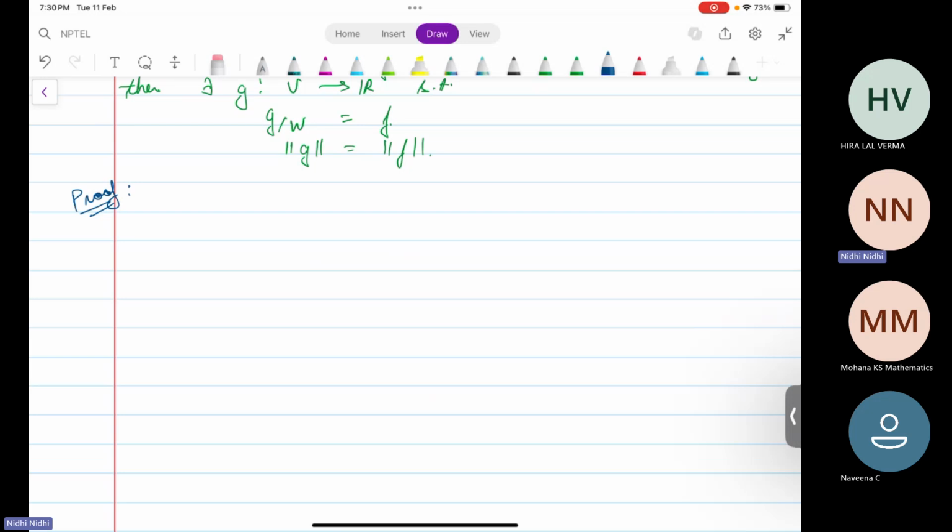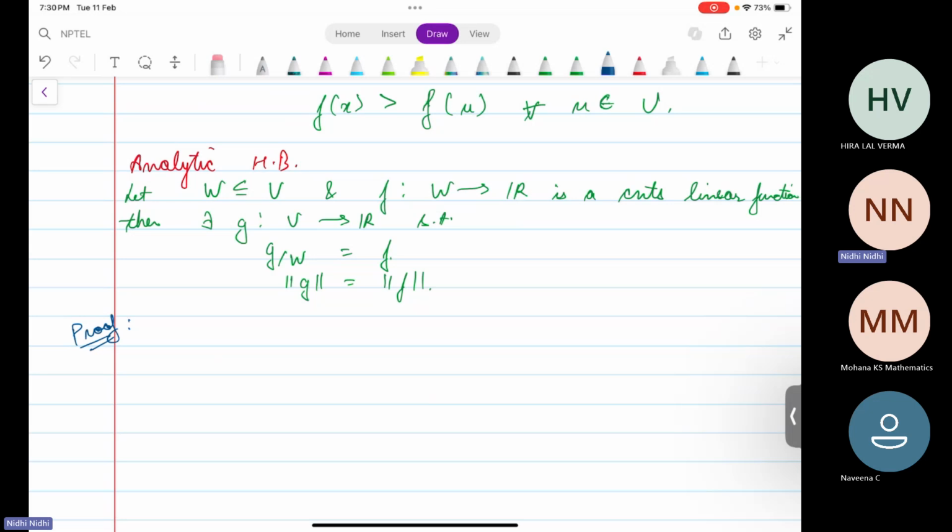In order to prove the analytic version, we'll first start with a subspace and take a functional f defined on the subspace. Then we'll search for its extension such that its norm is also equal to the norm of functional f. Let W be a subspace of V and f from W to R a continuous linear functional.